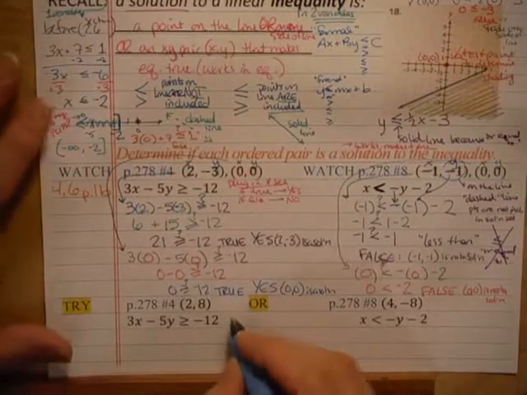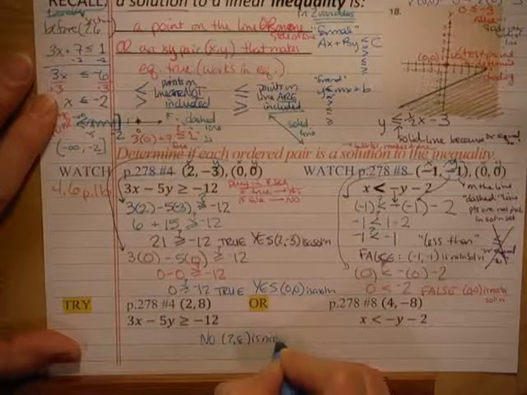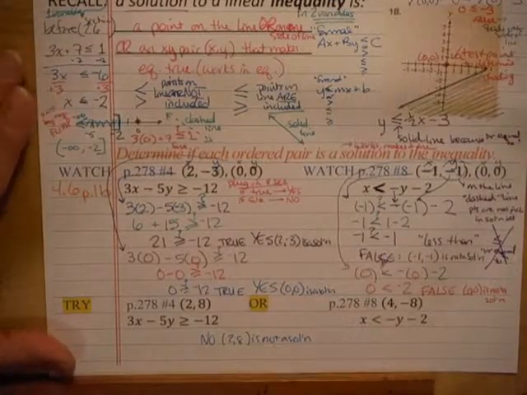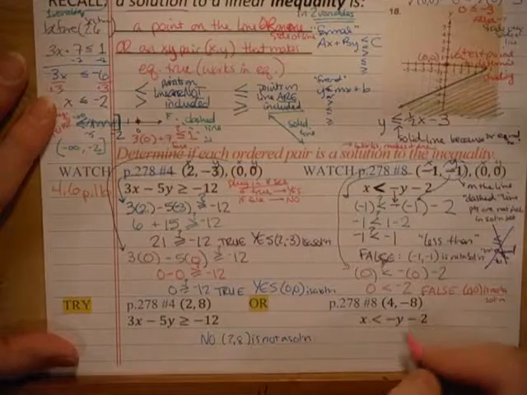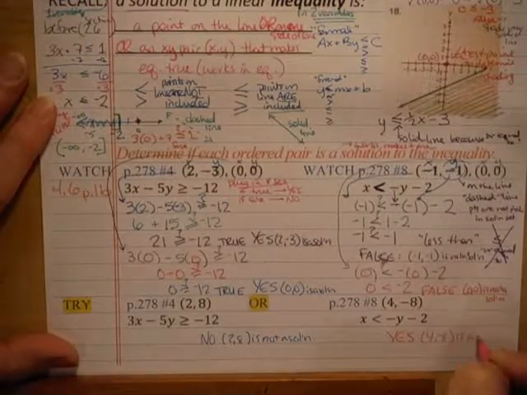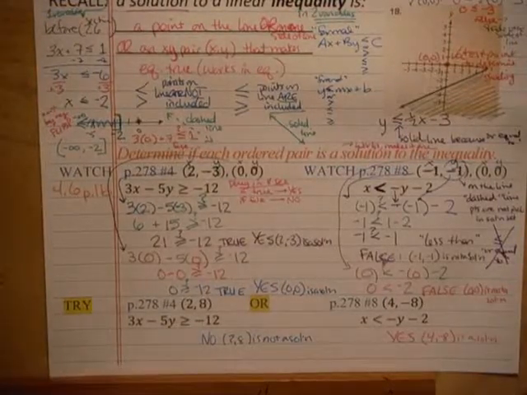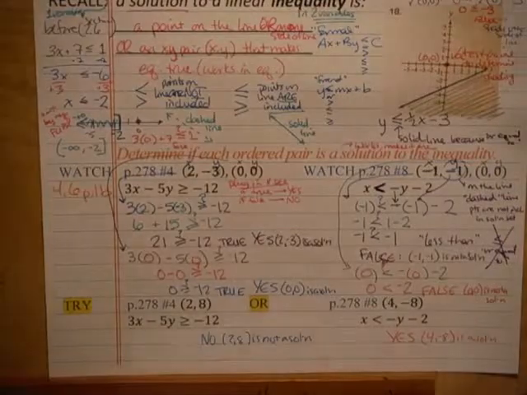Okay, so for number 4, no, 2, 8 is not a solution. And for number 8 here, yes, 4, negative 8 is a solution. Okay, and we'll go over the try problems thoroughly in class. We will see you at the top of page 2. Good job.